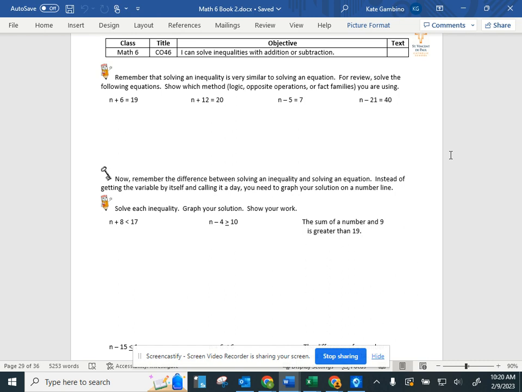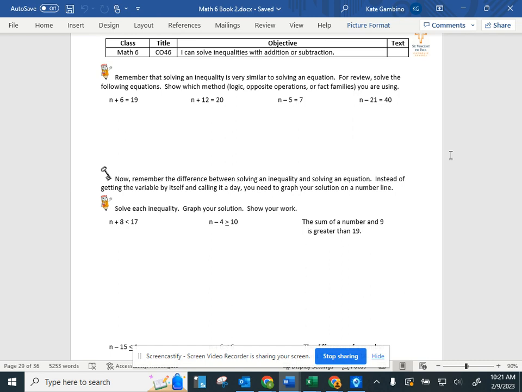So you've got this. Remember that solving an inequality is very similar to solving an equation, but instead of the equal sign, we have the inequality sign. For review, solve the following equations. Show which method, logic, opposite operations, or fact families you are using. So we have 4 problems on the board from a previous objective that we should be able to solve. So I want us to go ahead on your papers, solve each of those problems, and we're going to see if we remember how to do this. Remember, math builds on itself, so we have to refresh our memory on how we solve.